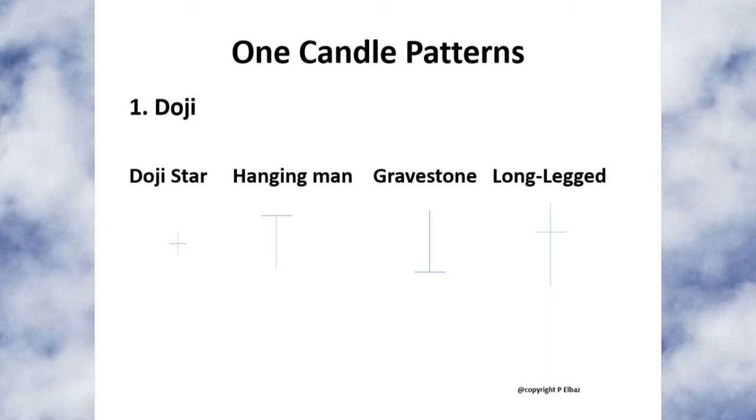In terms of what it means, it could be uncertainty because there's no clear direction. You've come back to close exactly where you opened. So Doji is actually very important to look out for. Uncertainty, possibly reversal as well.